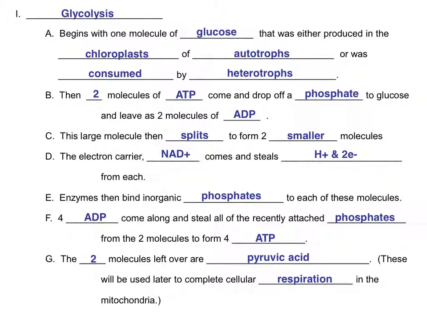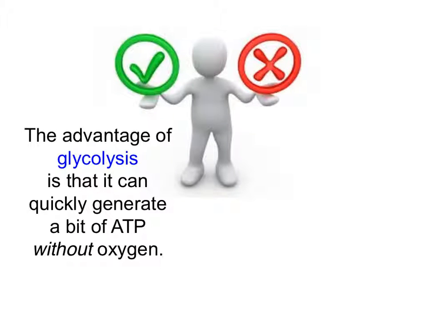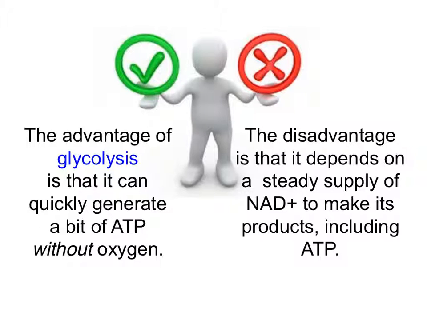So when glycolysis is complete, you have a net gain of only 2 ATPs, a couple of NADHs, and a couple molecules of pyruvic acid or pyruvate. Now the advantage of glycolysis is that it can quickly generate a bit of ATP without any oxygen present in the cytoplasm. The disadvantage is that it depends on a steady supply of NAD positive to make its products, including that ATP. So unless we have additional processes that can replenish NAD positive for glycolysis, glycolysis would come to a standstill very quickly.